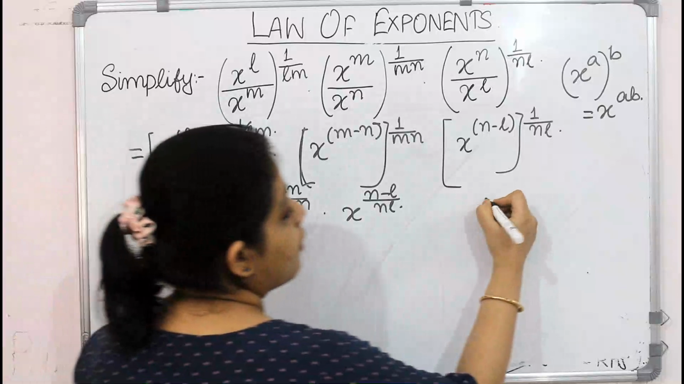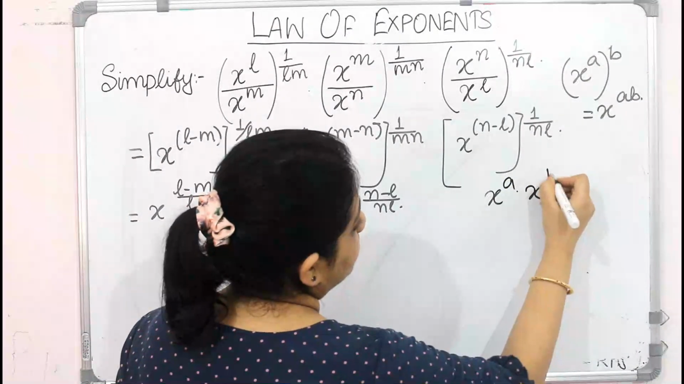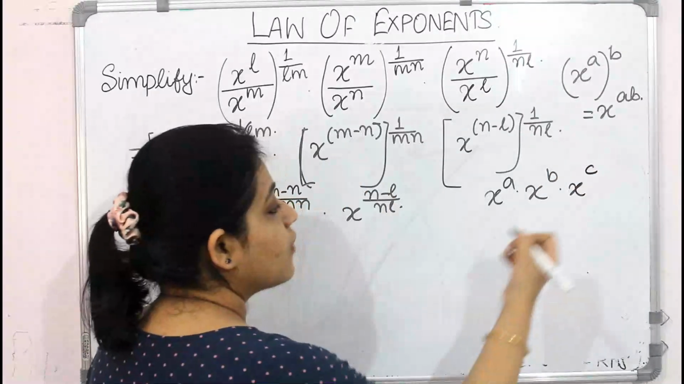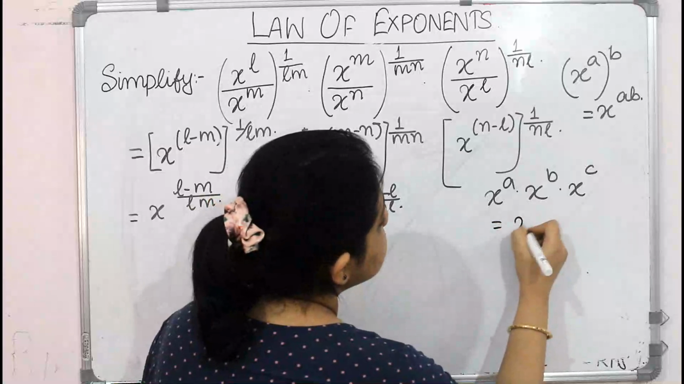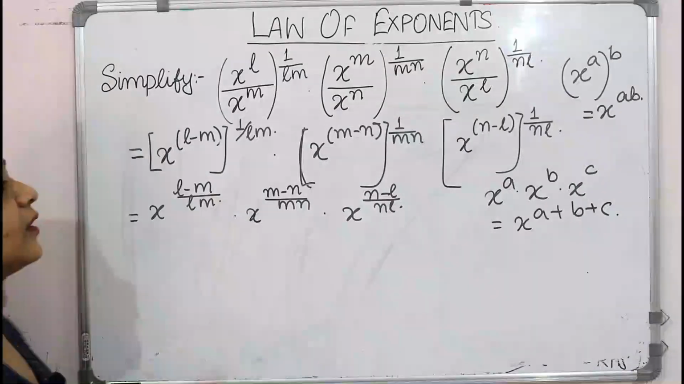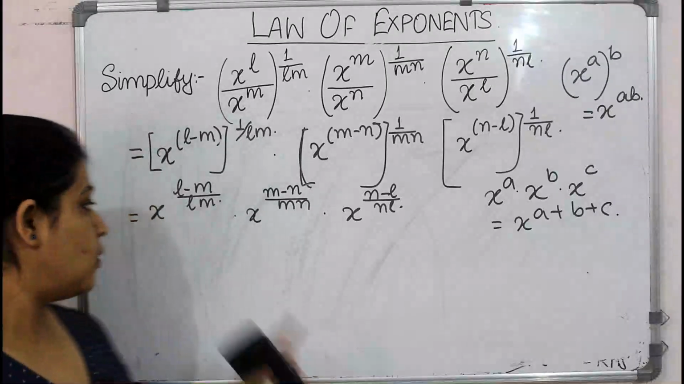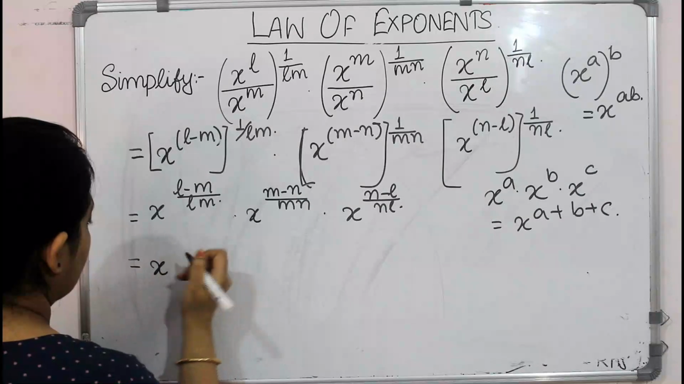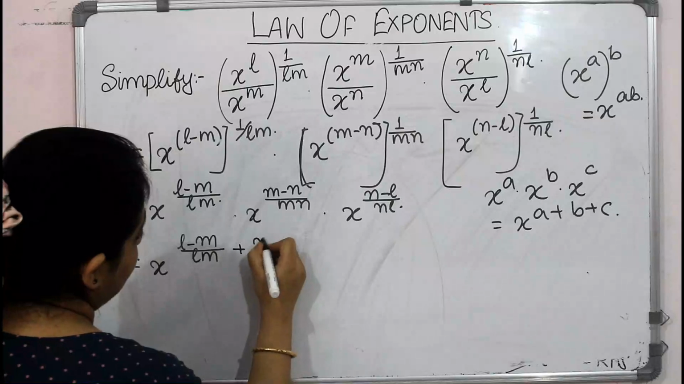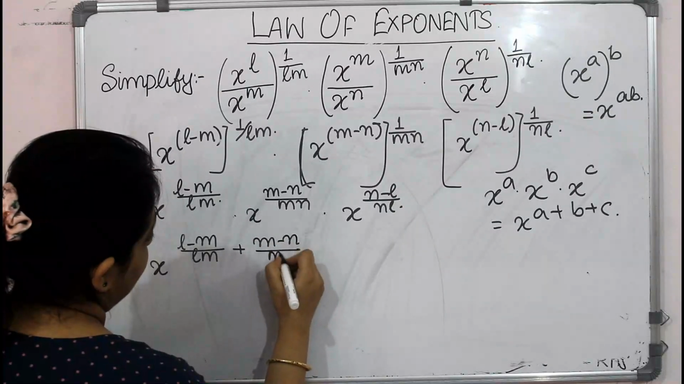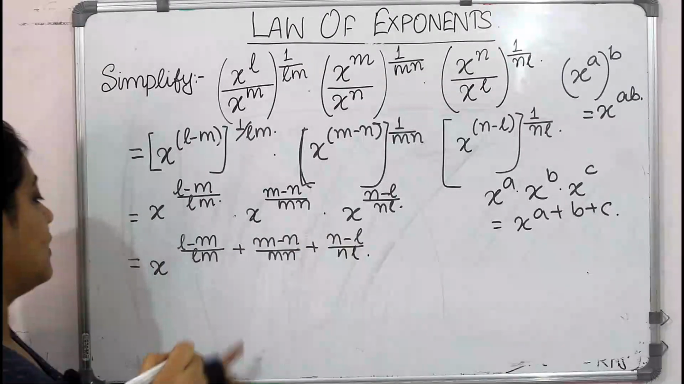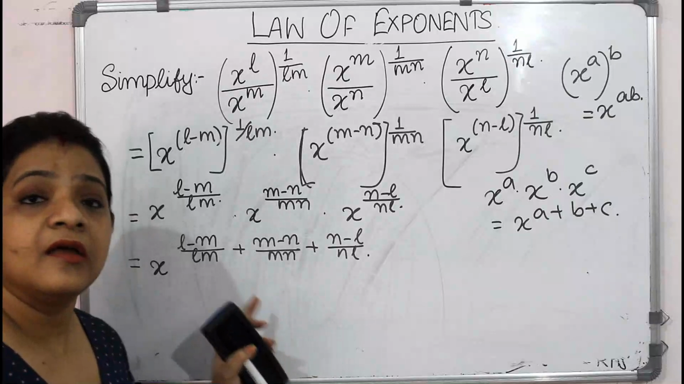So is it of the form of x to the power of a into x to the power of b into x to the power of c? So under this case, what do you do? You just add the powers. Yes. So similarly here also we are going to add the powers. So here x to the power of l minus m divided by lm plus m minus n divided by mn plus n minus l divided by nl. You are getting this particular expression.